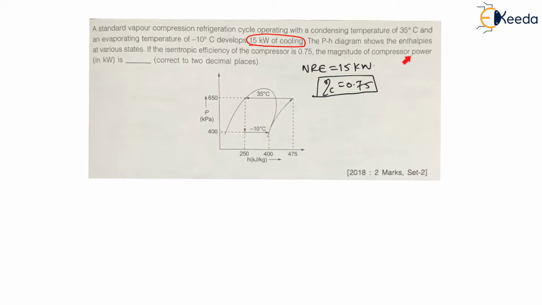The magnitude of compressor power in kilowatt is, now they are asking compressor power, means work of compressor in kilowatt, right? This is a fill in the blank question. The unit is mentioned, you have to type the numerical value here, and they are mentioning that it should be correct to 2 decimal places. Up to 2 decimal places we have to correct the answer, right? Now my dear students, here the p-h diagram of the VCR cycle is given.